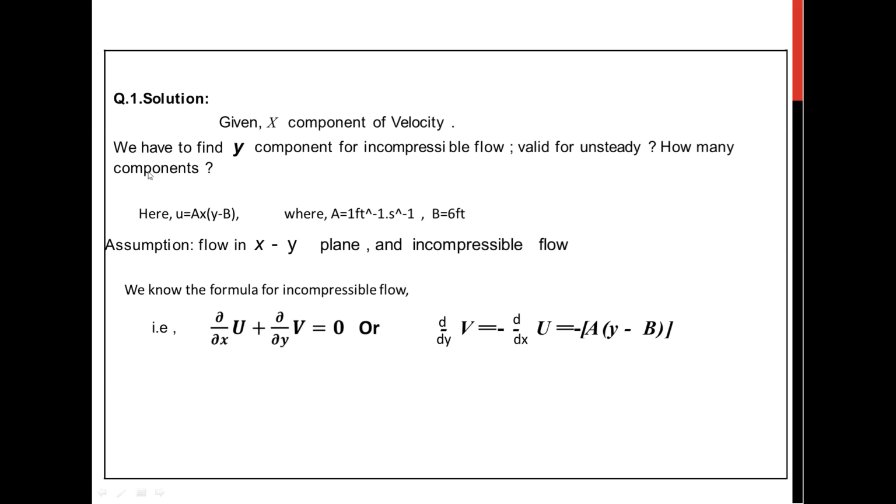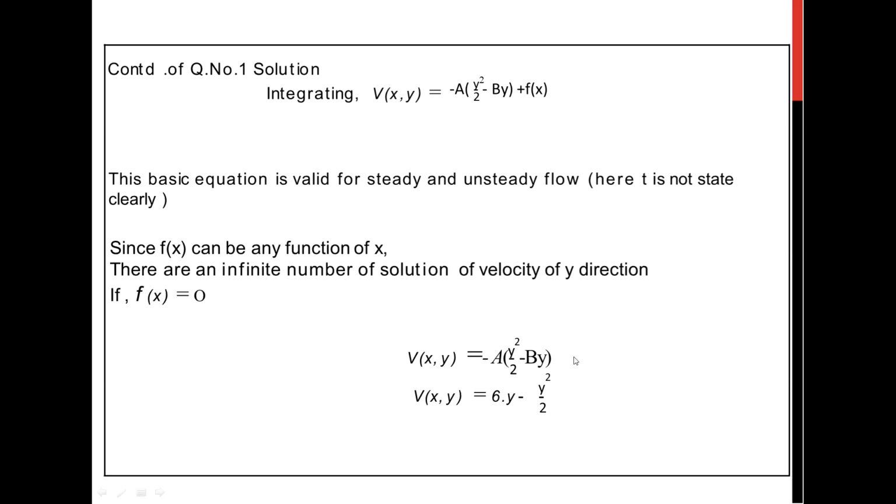Now here, u is given equal to ax y minus b, where a equal to 1 and b equal to 6. Solving this equation, we get del v by del y equal to minus del u by del x, equal to minus a y minus b. That is differentiating this equation. Now to find v, integrating both sides with respect to y, we get v of x comma y equal to minus a y square divided by 2 minus b y plus f of x.